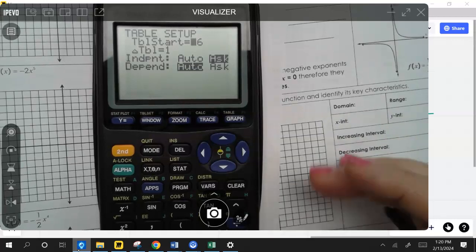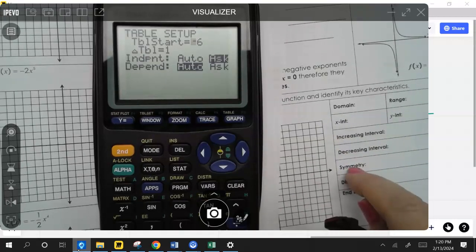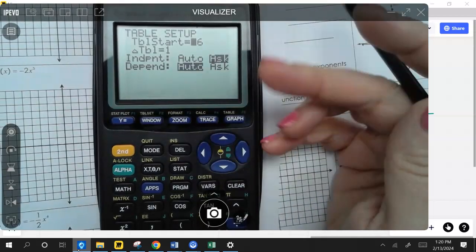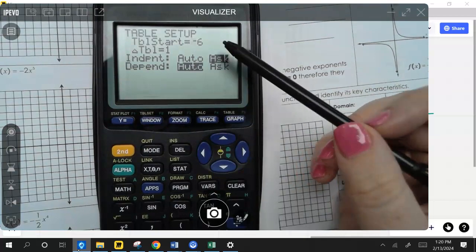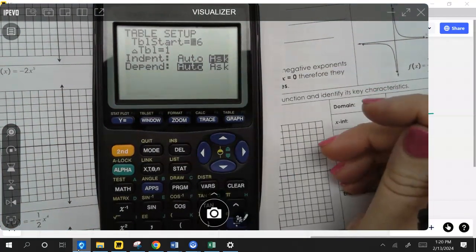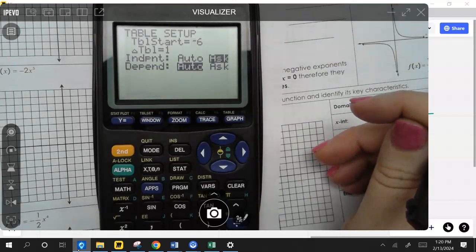If there comes a time when you need to put a specific value in there and it's not showing, you would have to change this over from auto to ask so that you could type whatever you want. I just like to keep it on ask so that I don't have to scroll through the numbers. I can just put what I want in there. But yes, you could have been doing that all along.